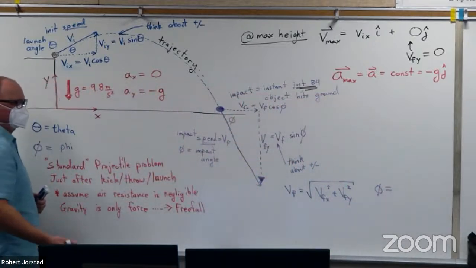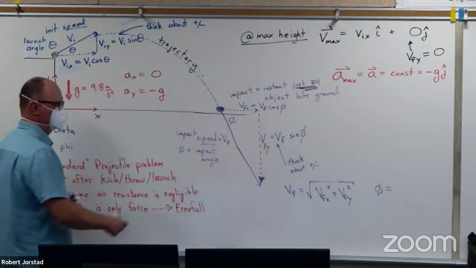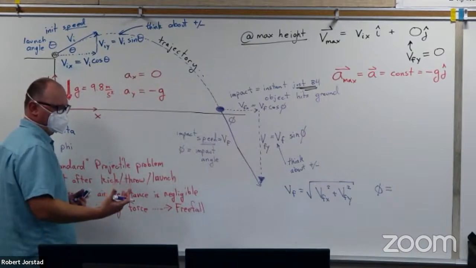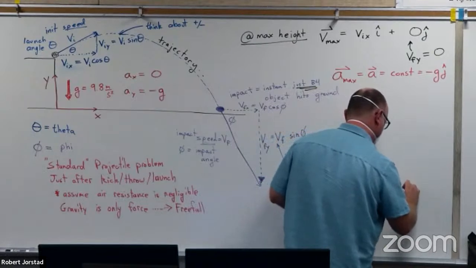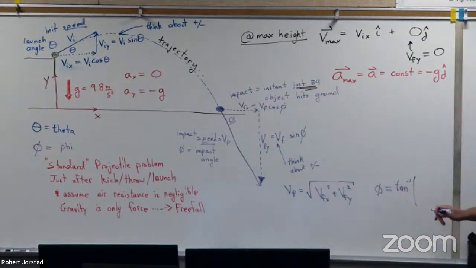How does phi relate to these sides of the triangle? So, soh cah toa? Toa. So it should be tangent inverse of what over what? X over y or y over x? Y over x in this case.